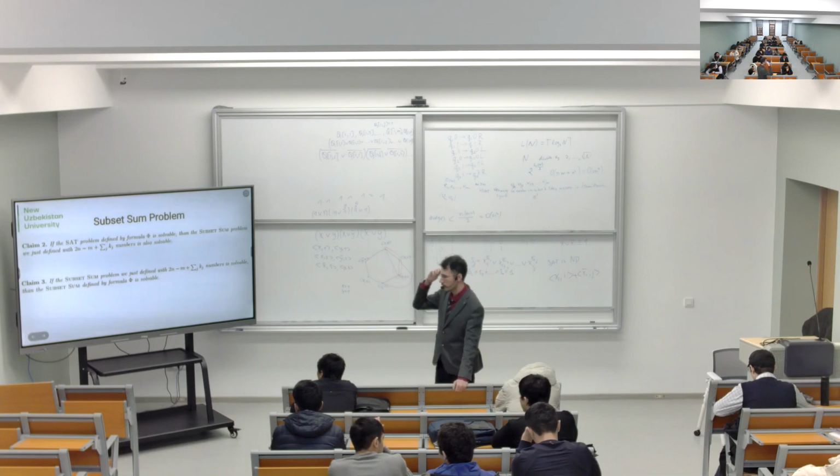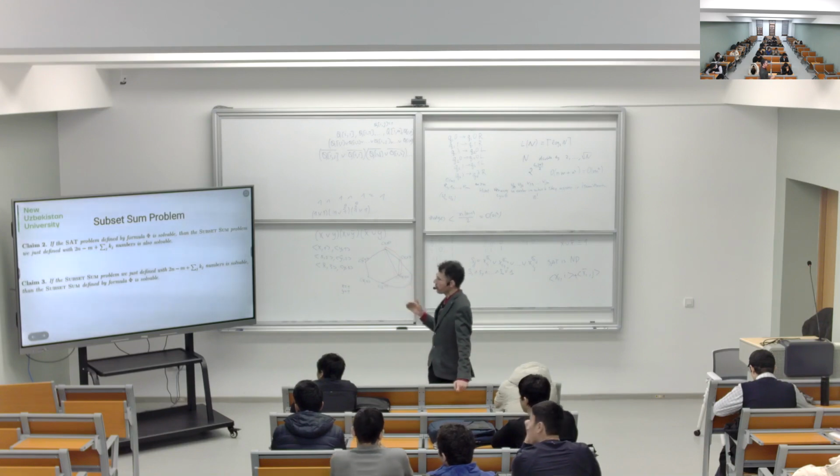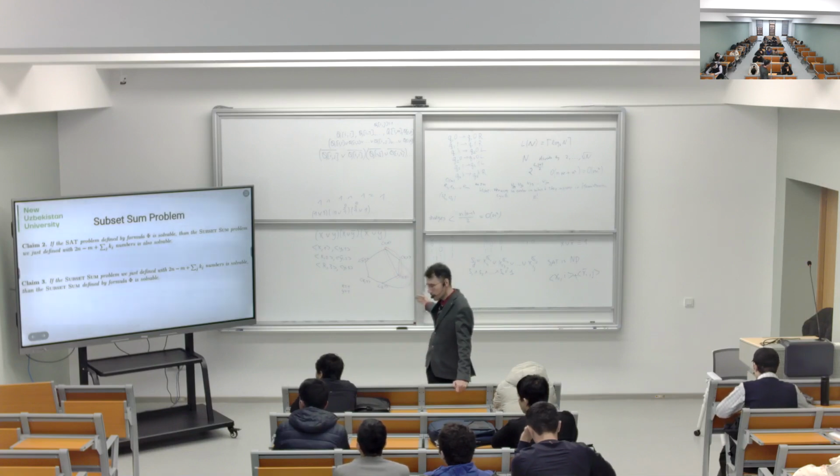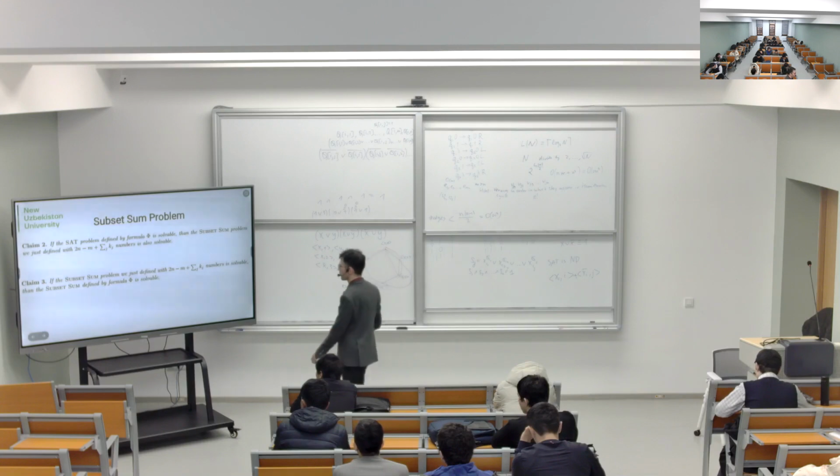So these are the claims. If the set problem has a solution, then the subset sum problem as we defined is also solvable. And if it is solvable, then the subset sum defined by the formula phi is solvable. So it means that we have the SAT problem solvable. So if we solve the subset sum, we find the solution to SAT. If SAT can be solved, subset sum finds the solution.